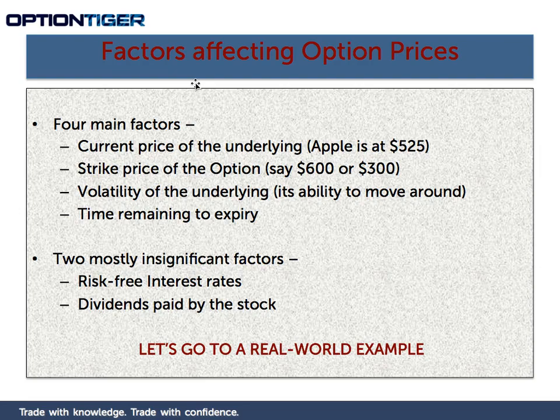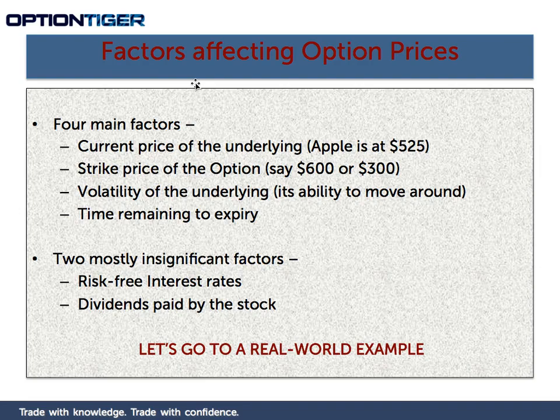And therefore, the price of your option is going to depend on this, because if IBM was trading at 525 and Apple was trading at 525, and given that IBM is half as volatile as Apple is, the chances of IBM hitting 600 is going to be much less than the chances of Apple hitting 600. So volatility is a critical component in option pricing.